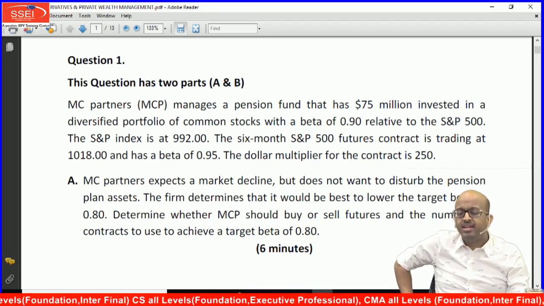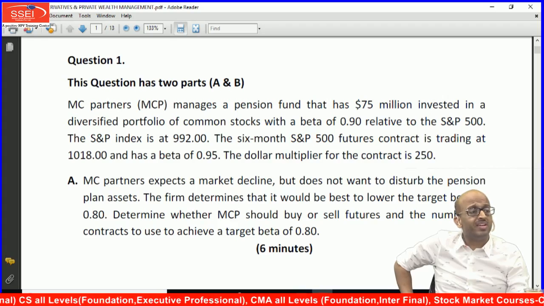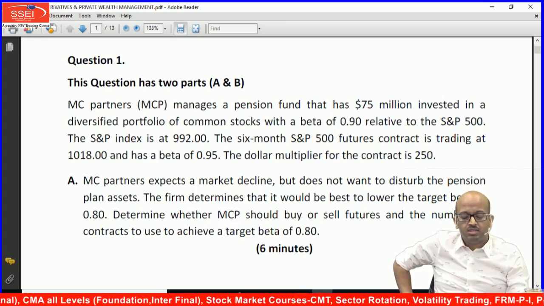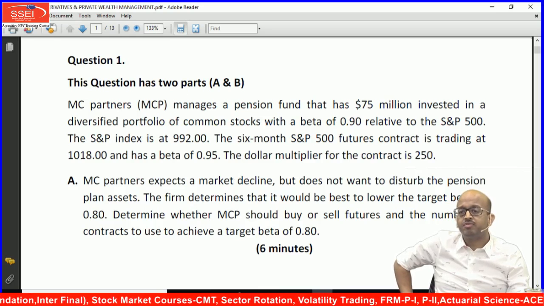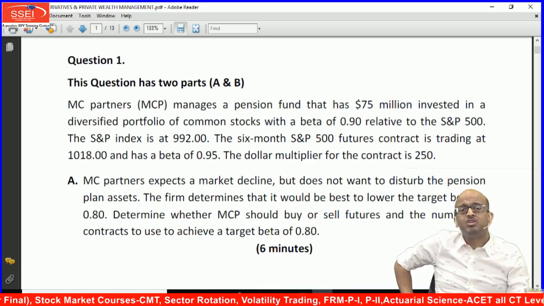And it is my duty to ensure that every time I do questions with you, I make you revise every side aspect which is coming. So 1018 is 992 into e to the power (R minus Y) into T. And has a beta of 0.95. What has a beta of 0.95?